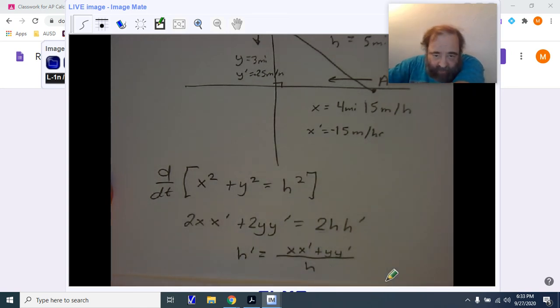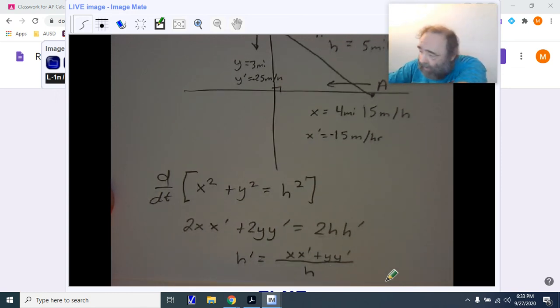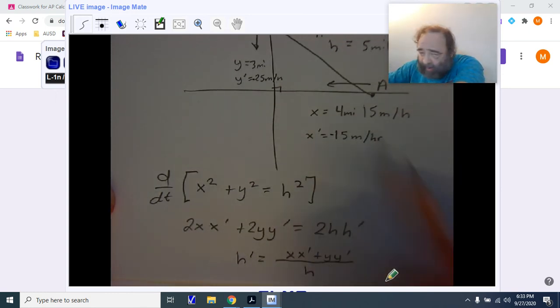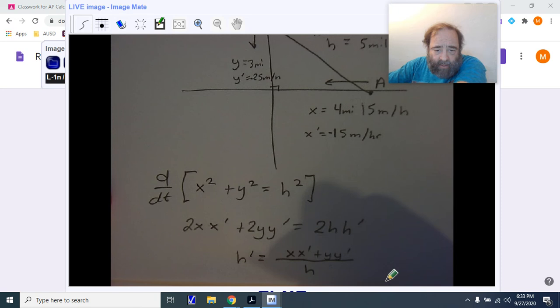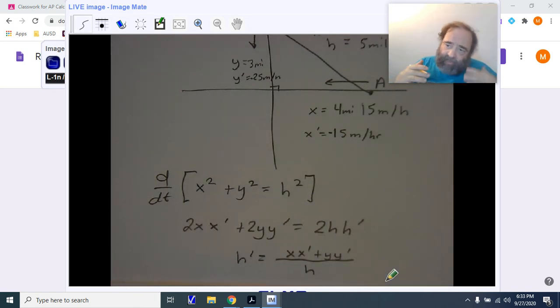Notice that the 2 has been reduced. And we have everything we need. We have x prime and x, we have y prime and y, and we have h, which means that we can substitute in and we can solve for h prime, the rate of change at which the two vehicles are approaching each other.